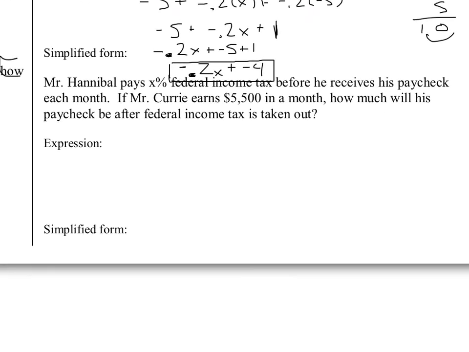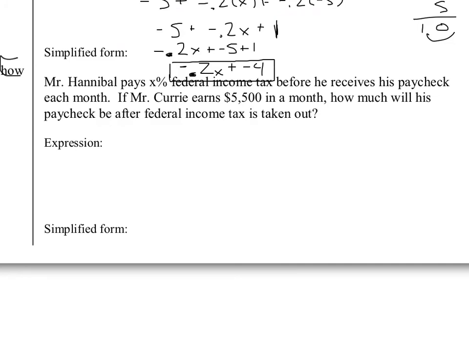All right, last one. And you'll have to pardon me, I went through changing names and I didn't change both names. This one should say Mr. Hannibal as well. All right, Mr. Hannibal pays X% federal income tax before he receives his paycheck each month. If Mr. Hannibal earns $5,500 in a month, how much will his paycheck be after federal income tax is taken out?